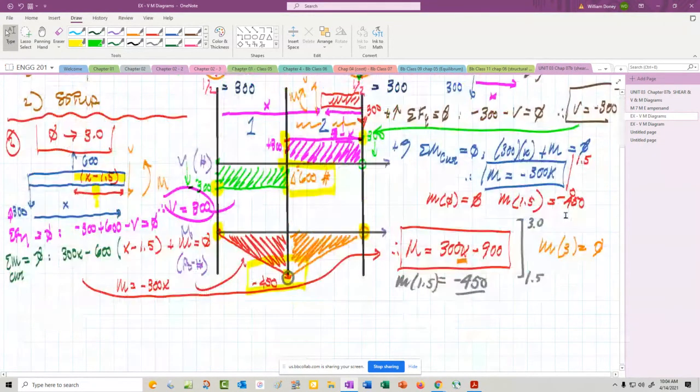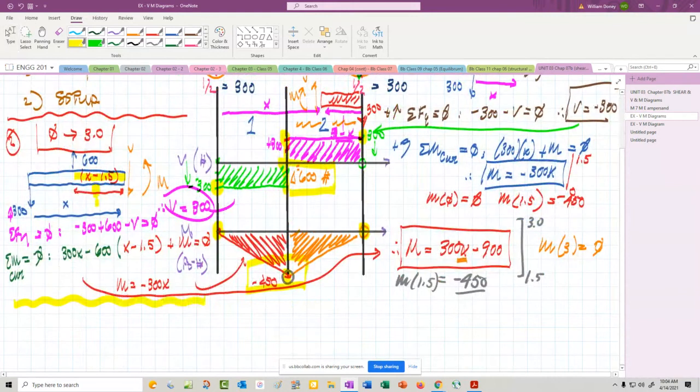All right, let me just show you down here. If I choose to take the section from the right end, and that would be, I cut it like this. I have 300 down, X is to here.